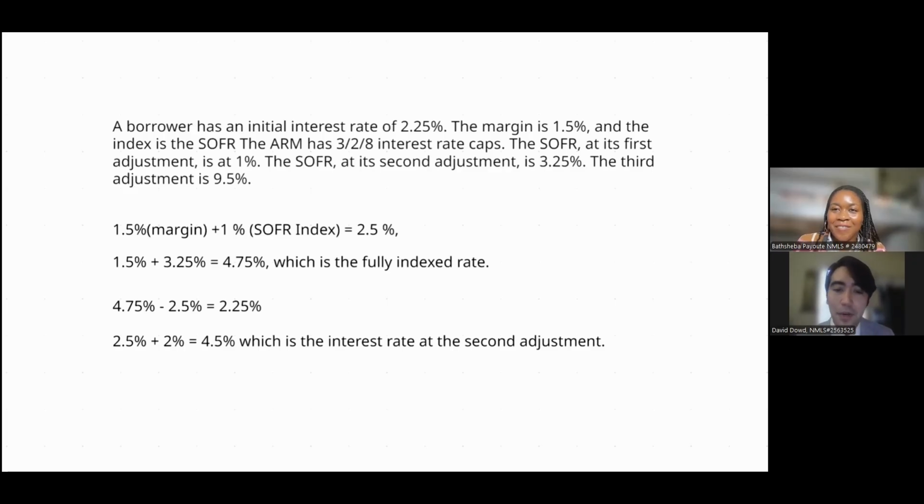All right. So next up, let's talk about the final one, the third adjustment at 9.5 on that SOFR, if my pronunciation of that is bad. It says, what's the adjustment for the third time around? Well, first we need to take that margin again, 1.5%. Remember, consistent, right? Then we take the index of the third adjustment, which we know is 9.5% according to the problem. And now we add them together. So we have 1.5 plus 9.5 equals 11%.